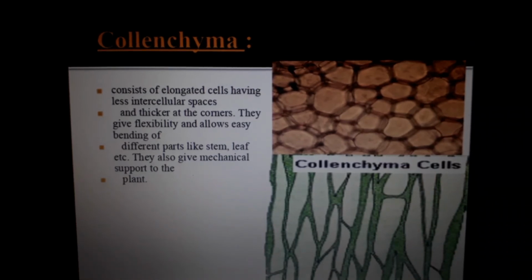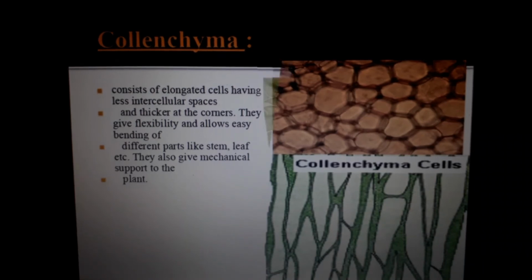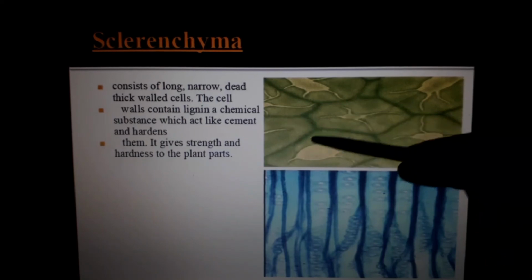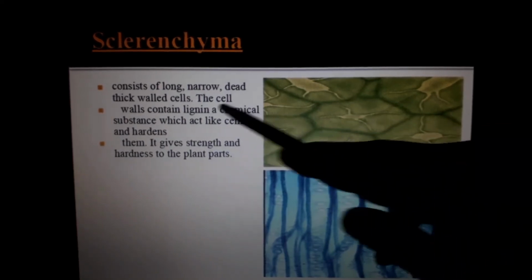Different parts like stem, leaves, etc. have collenchyma, and they will give mechanical support also. They provide strength for these plants. Next, sclerenchyma, you already know. Very thick walled cells. There is no gap. Intercellular space is zero. It consists of long narrow dead cells. All of them are dead cells. Walls contain lignin, a chemical substance which acts like cement and hardens. The walls of sclerenchyma contain this lignin.